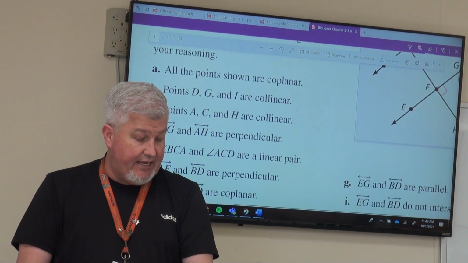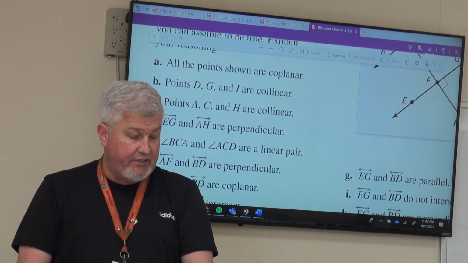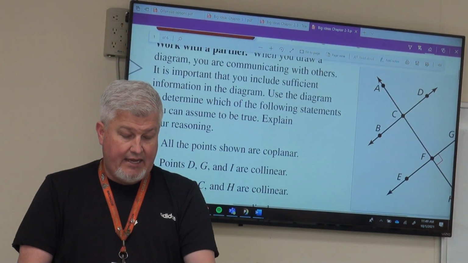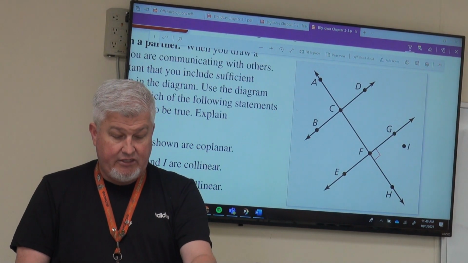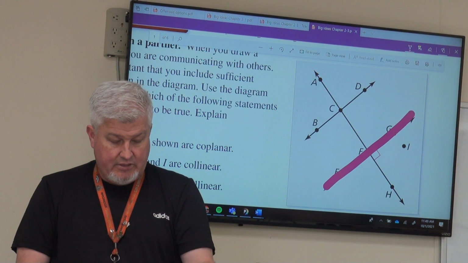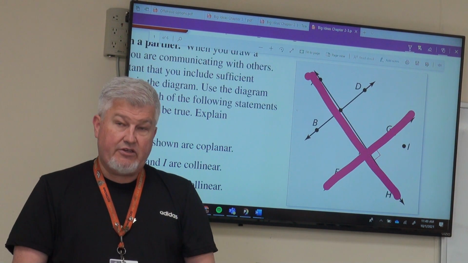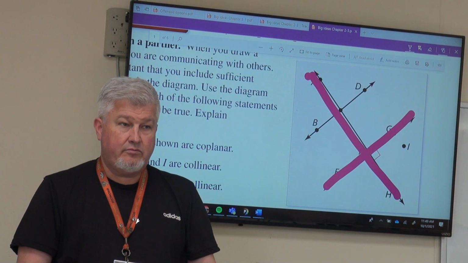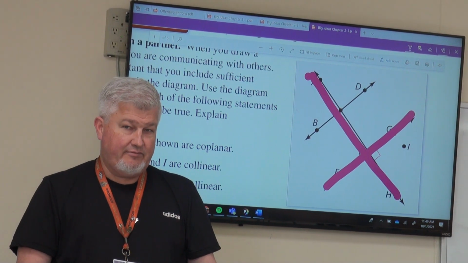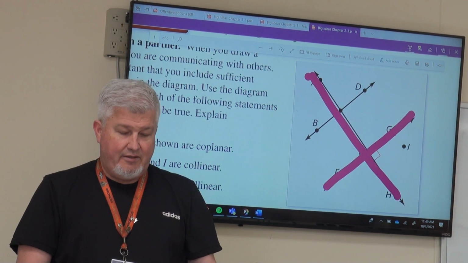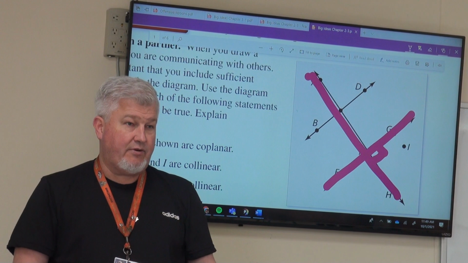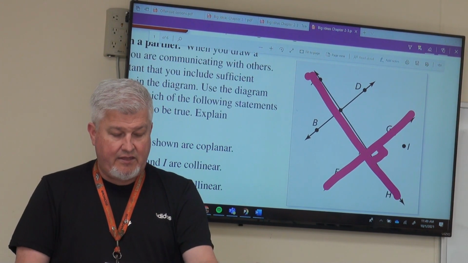Line EG and AH are perpendicular. Line EG is here. AH is here. Can we assume they are perpendicular? Why, Latasha? Because of the right angle box. Because you've got the little right angle red box right down there. So that is the indicator that they are.